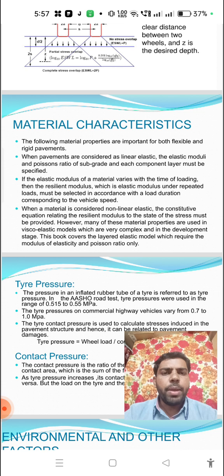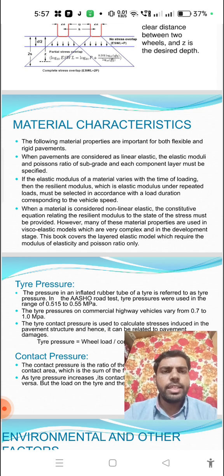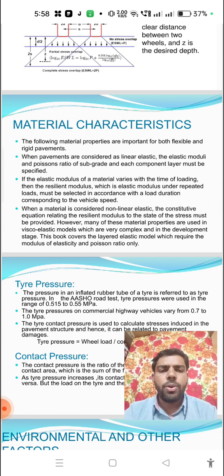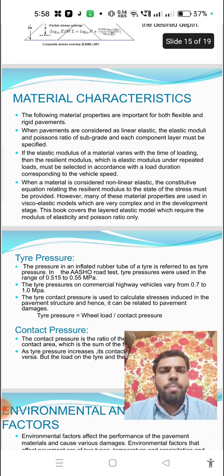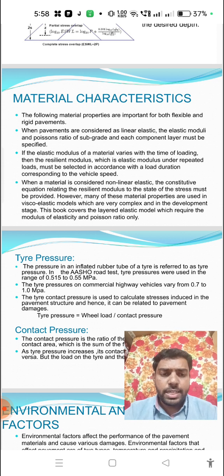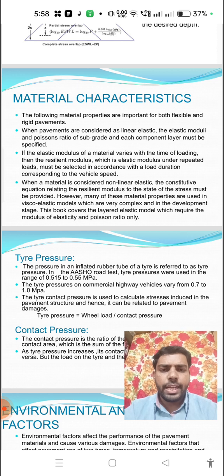So, when pavements are considered as linear elastic, the elastic modulus and Poisson's ratio of the subgrade and each component layer must be specified. Why? Because Young's modulus and compressive strength values both play a very important role in the thickness of the pavement due to the wheel loads. When a material is considered non-linear elastic, the constitutive equation relating to the resilient modulus, how much load is acting on the pavement and how much expansion will occur at that location, should definitely be calculated.